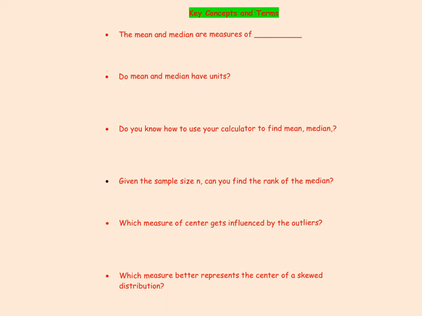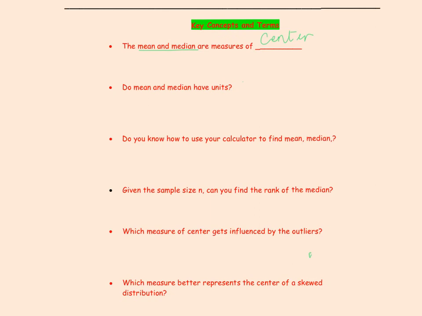Let's quickly review what we did in this video. The mean and the median are measures of the center of the distribution. Do the mean and median have units? The answer is yes. We discussed this. Both have units. Do you know how to use your calculator to find the mean and the median? It's important for you to know how to use your calculator. Make sure you're using it in all the calculations because when you are taking a test, you're allowed to use your calculator. You will not have access to your computer to use Crunch It.